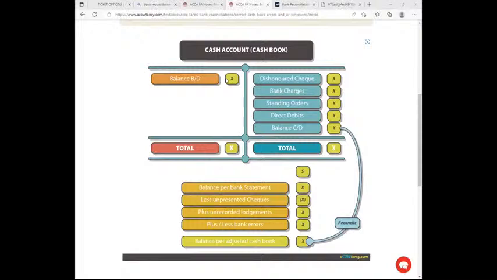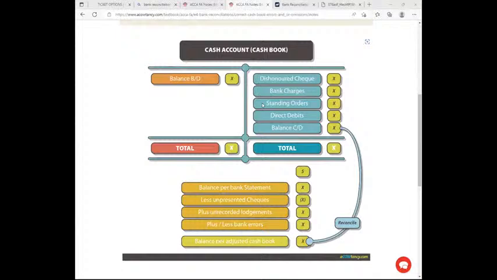The first one, you had received some checks from your customers. Customers, at times, give us bad checks. So if these checks bounce, what we call dishonored checks, I will credit to reduce my cash book. If there are any bank charges, I'll credit. If there are any standing orders that I had put in place, but of course I may have forgotten about them.